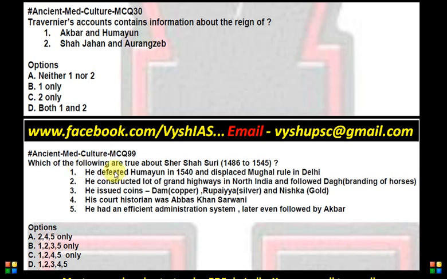Now the next one, Sher Shah. 5 statements are given. You have to tell whether all the 5 are true or any mistake is there. He defeated Humayun in 1540 and displaced Mughal rule in Delhi. One statement. Then he constructed a lot of grand highways in North India and followed Dag, the branding of horses. He issued coins: Dam copper, Rupaya silver, and Nishka gold. His court historian was Abbas Khan Sarwani. He had an efficient administration system, later even followed by Akbar. Some statements you will directly feel are true, but sometimes everybody will feel like all 5 are true. That is where UPSC will trick you, and you should know that one word or one thing which is twisted in this particular question.